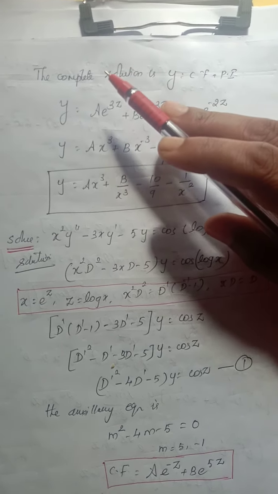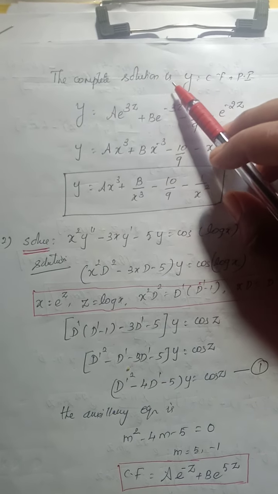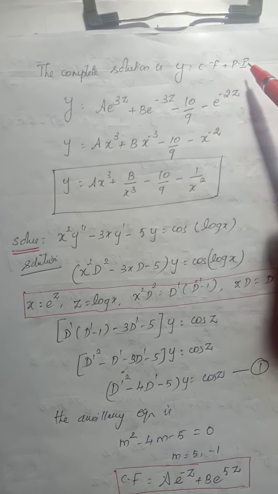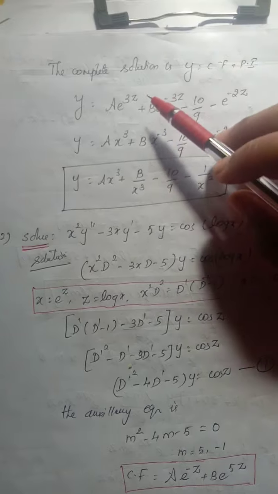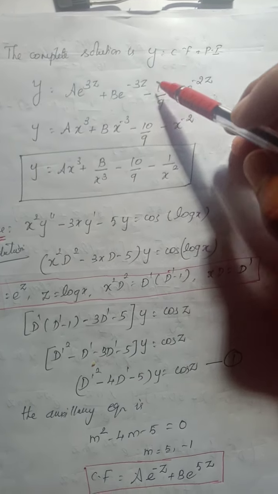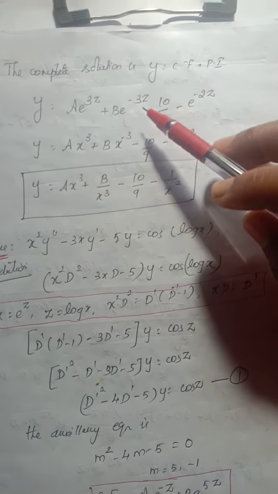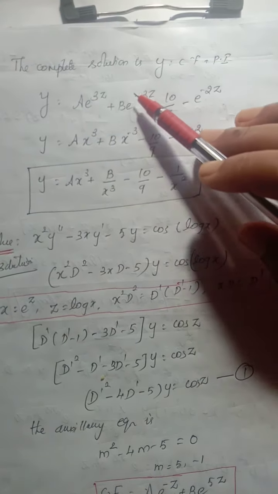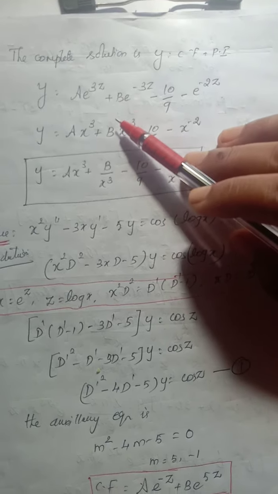So after finding the particular integral, the complete solution can be written as y is equal to complementary function plus particular integral. Previously we found that the complementary function is a e power 3z plus b e power minus 3z, and the particular integral is this term. So after writing in terms of z, you want to replace all the z terms into x forms.